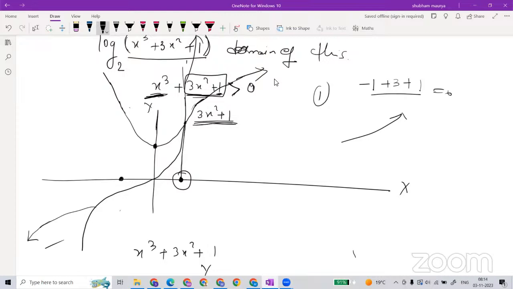So it means the place where 3x square plus 1 is equal to negative. I think we just have to equate 3x square plus 1 equal to x cube, and whatever solution we get would be the answer. No, it will be the negative of that, sorry. So 3x square plus 1 equal to negative x cube. I think let's draw. I think I'm missing something.